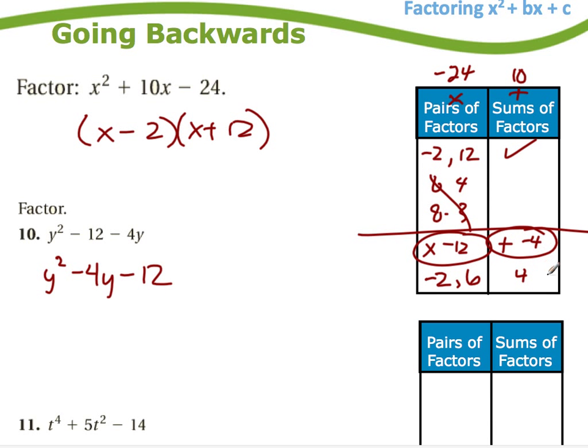Oh, I got to get a negative 4. Well, I just have to switch though. Positive 2, negative 6. Multiply gives me a negative 12. Add gives me a negative 4. That's the one. So it's going to be y, and then a positive 2 and a negative 6.